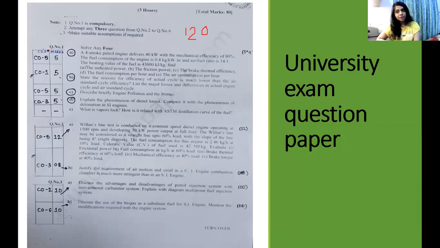Now, if you see question number 1, they have written solve any 4. This has sub-questions A, B, C, D, and E. The first task is to find out which CO question number 1, sub-question A belongs to. Suppose sub-question A belongs to CO5, B belongs to CO1 and C belongs to CO5. This is your task. You have to find out.